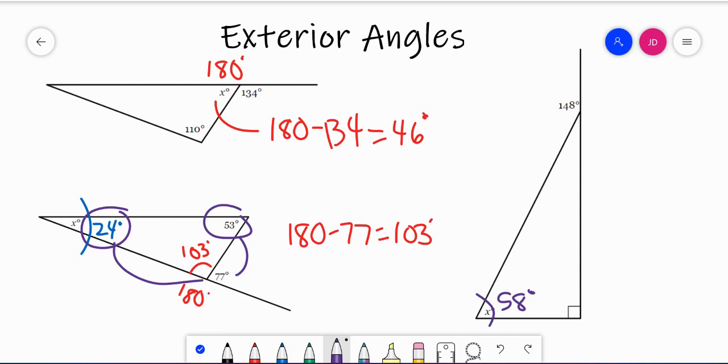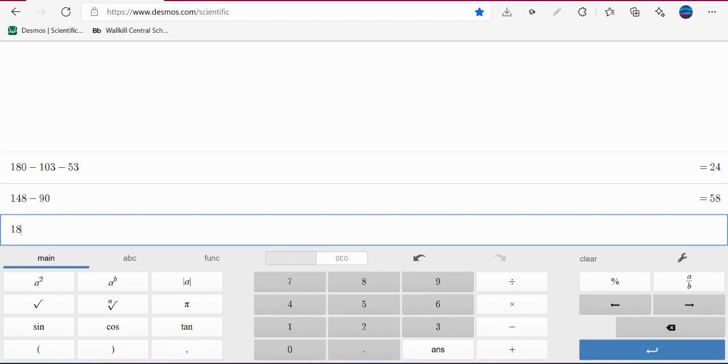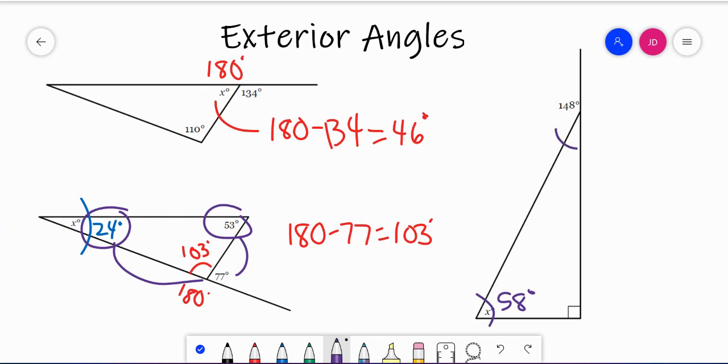We could do, again, 180 minus 148, which is 32. This is 32 degrees. 32 plus 90 plus 58 adds up to 180 degrees. So there are different ways you could do these problems. Just know that there is sometimes a shortcut if you know about the exterior angle theorem. All right, let's take a look at another diagram.